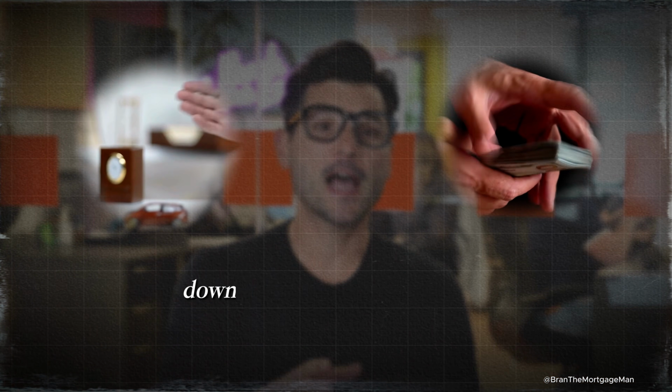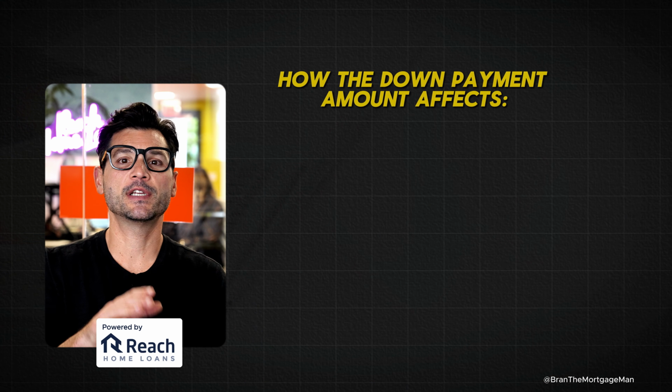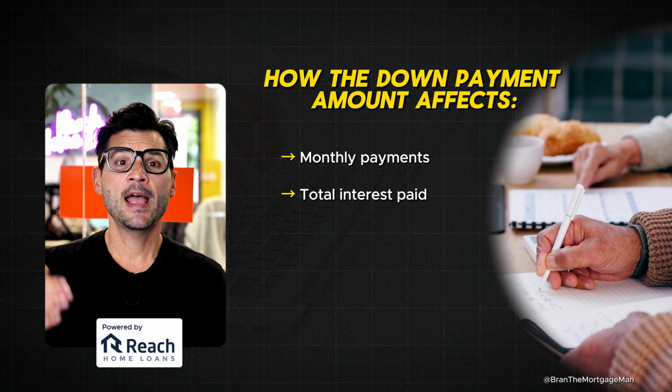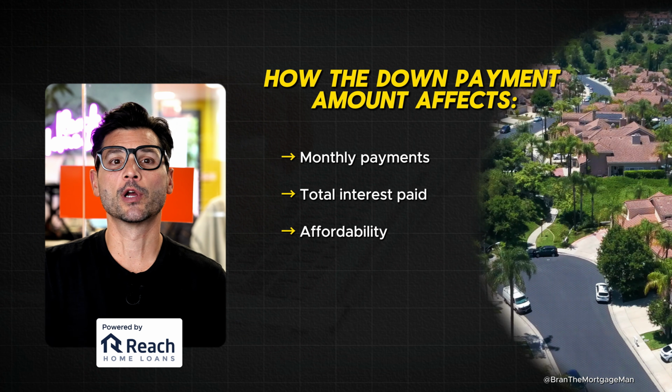Let's explore the differences between two common scenarios in conventional mortgage financing: a 5% down payment and a 20% down payment. We're going to examine how the down payment amount affects the monthly payments, the total interest paid, and the overall affordability using a real-life example.